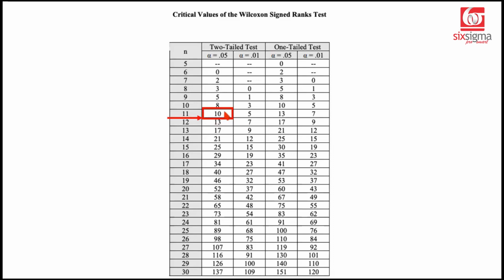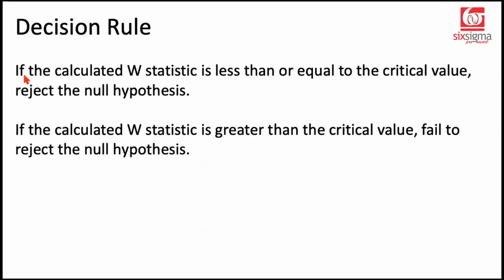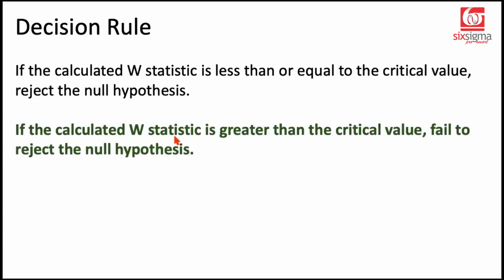In this case, this is the critical value. The critical value is 10 and the test statistic is 26.5. Now we need to look at the decision rule. If the calculated W statistic is less than or equal to the critical value, we reject. This is not the case that we have. Instead, we have the second case. If the calculated W statistic is greater than the critical value, 26.5 is greater than 11, we fail to reject the null hypothesis. So in this case, with 95% confidence, we conclude that the new offer doesn't seem to have brought about a change in the median value of sales compared to the old offer.